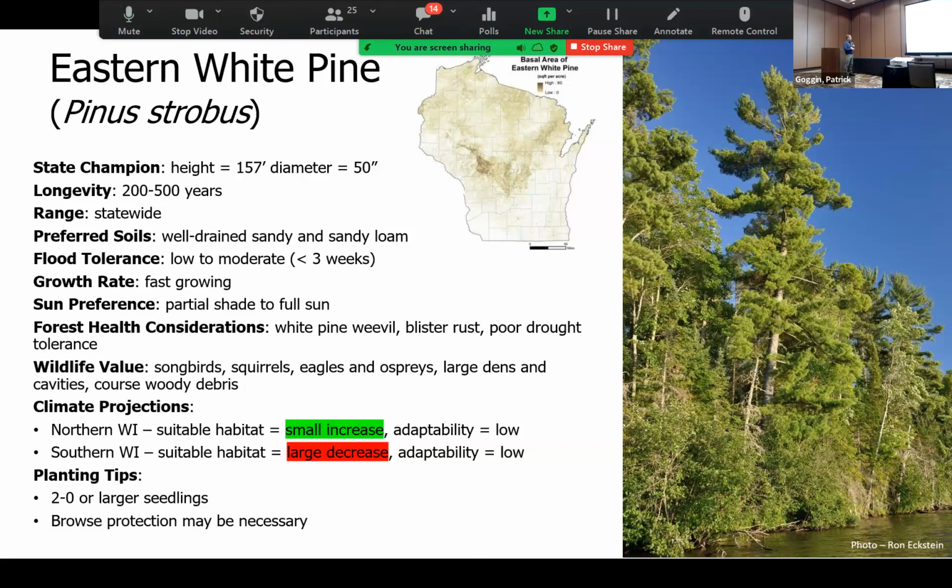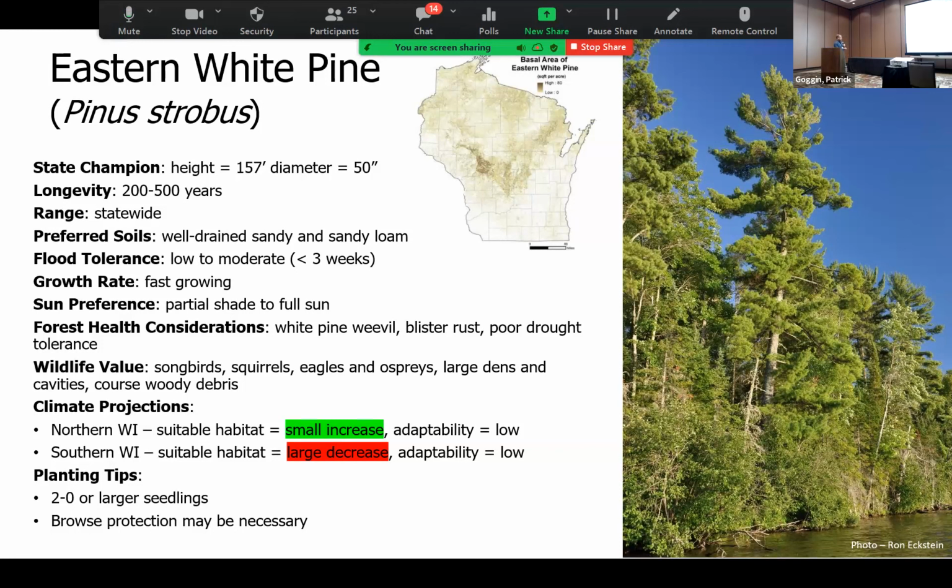It's very significant in terms of wildlife. Eagles and osprey oftentimes use these species, again, because of their stature and height. And any tree that grows to this size produces a lot of wildlife benefits because it has a large structure, and so it can produce large cavities and the like.